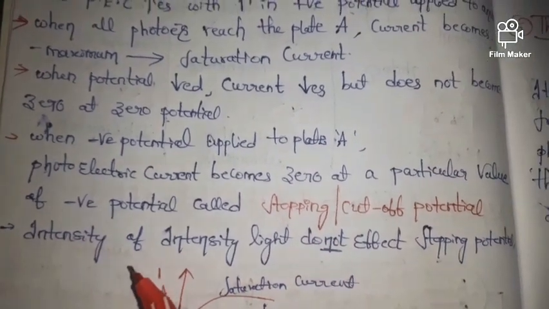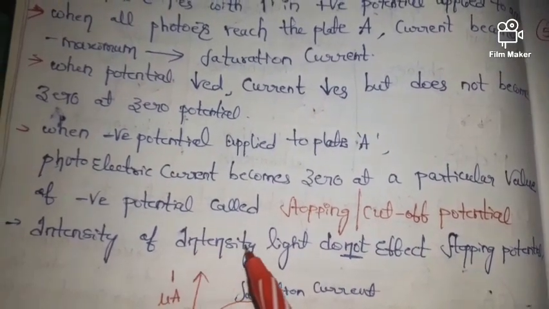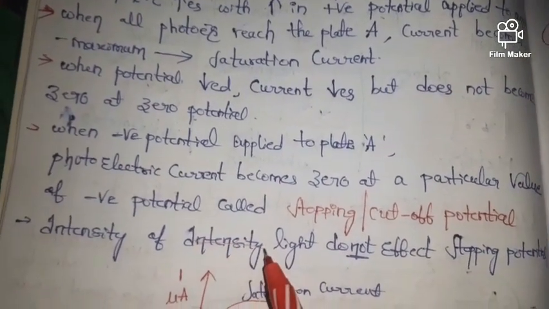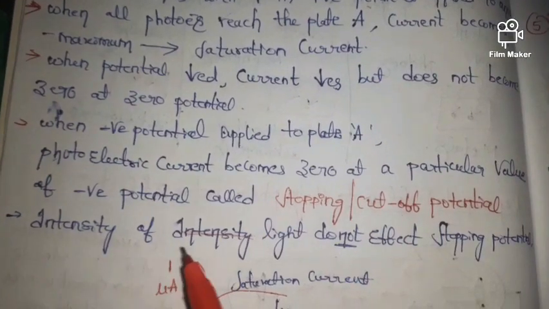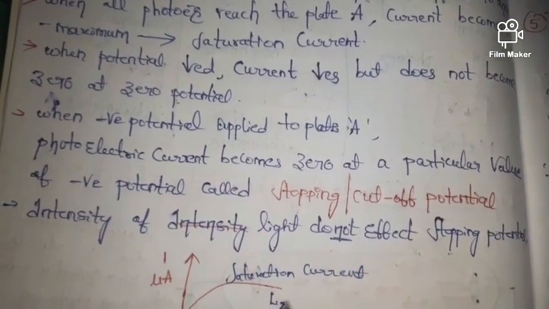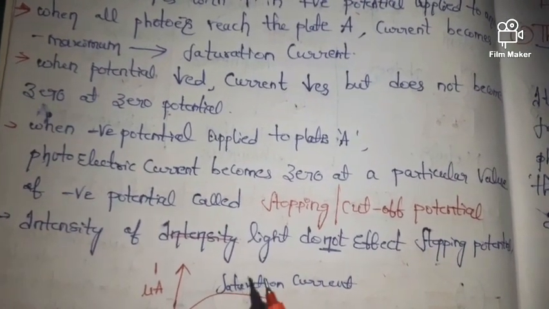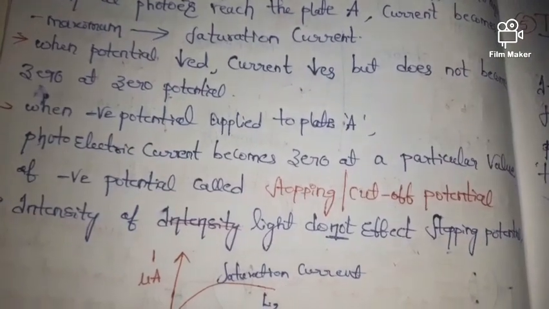Next, sorry friends, this is not intensity; here we have to write incident. Intensity of incident light does not affect stopping potential. Here, the intensity of incident light does not affect stopping potential.